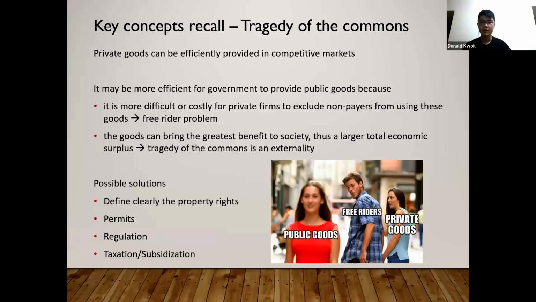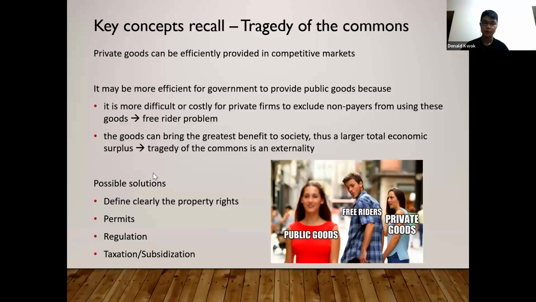Okay, the second reason is that the goods can bring the greatest benefit to society and thus a larger total economic surplus. So again, using the street light as a demonstration, the individual benefit of using a street light will be rather low compared with the cost of building it. But if we consider the benefit of society as a whole in using a street light, the benefit will be much greater. So this is why trading of the commons would be an externality.